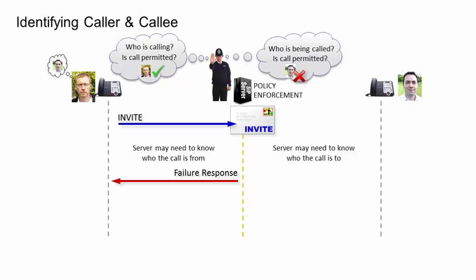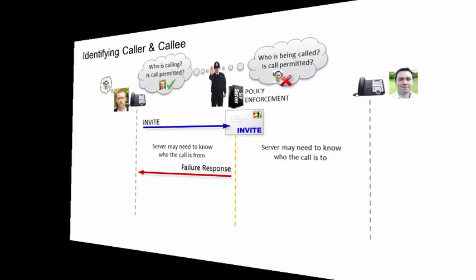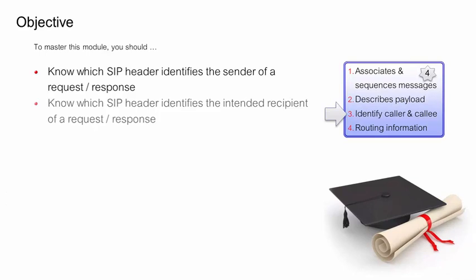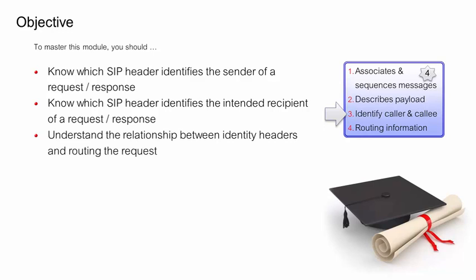Now, these needs depend on identifying the caller and the callee. By the time we're done here, you should know which SIP header identifies the sender of a request or a response, and which header identifies the intended recipient of a request or a response. Oh, and you should also understand the relationship between identity headers and the routing of a request.